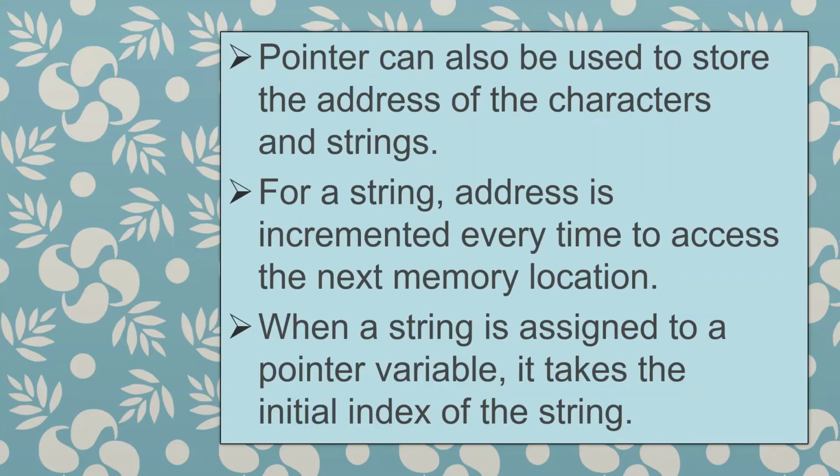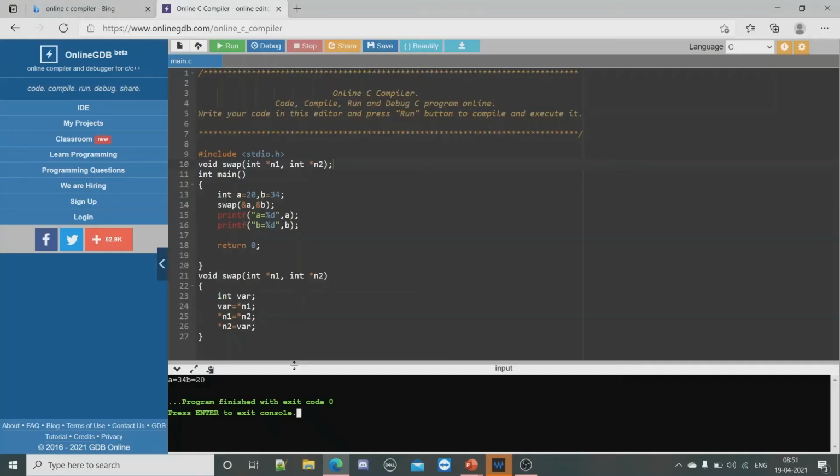When a string is assigned to a pointer variable, it takes the initial index of the string. First thing I said, right? If you take a string apple, first it will take the address of the first letter A. Now let us see an example of how it works.